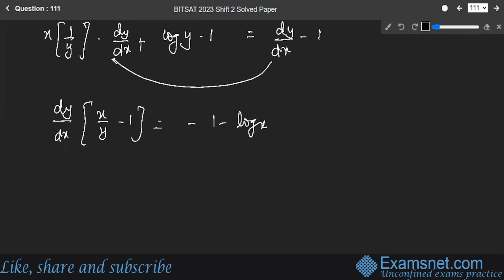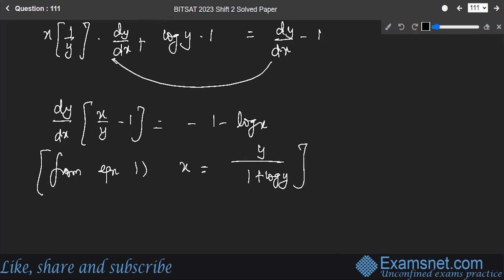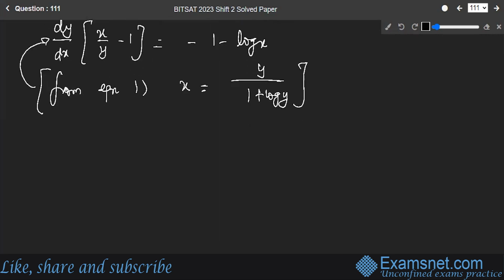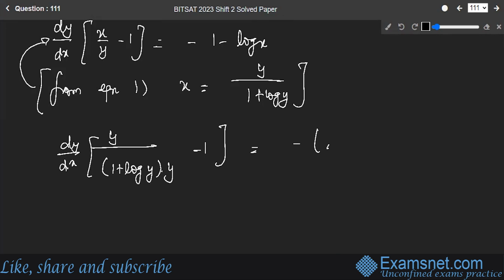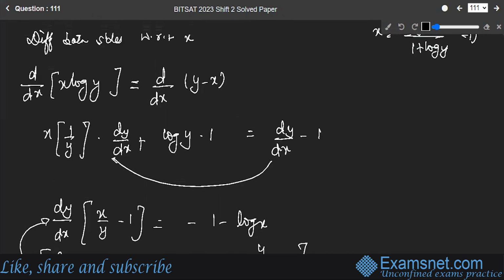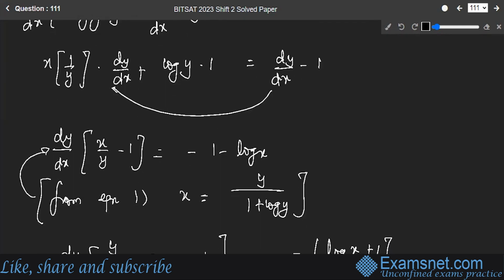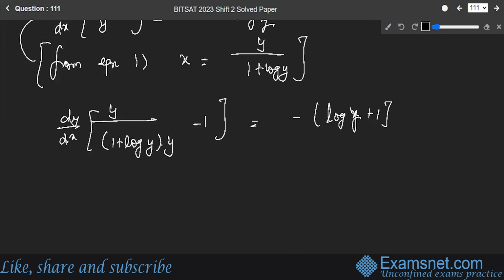So now from equation 1, you had x as equal to y upon 1 plus log y. So I'm going to use this thing in this equation. This equation will become dy by dx multiplied by y upon 1 plus log y into y minus 1 is equal to minus log y plus 1. Right? Sorry, it was log y, not log x here. So this will be minus 1 plus log y.